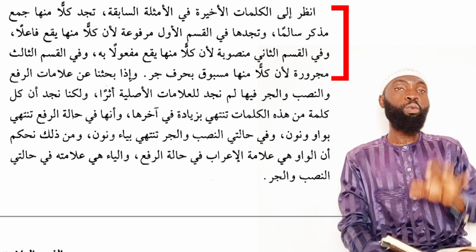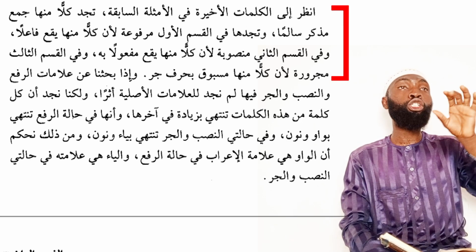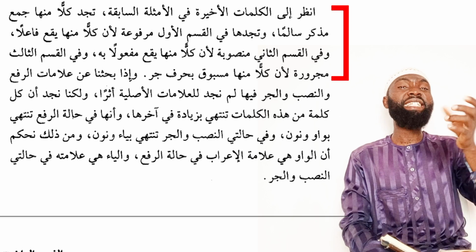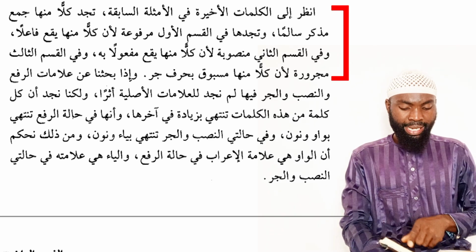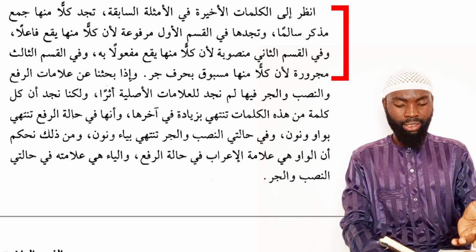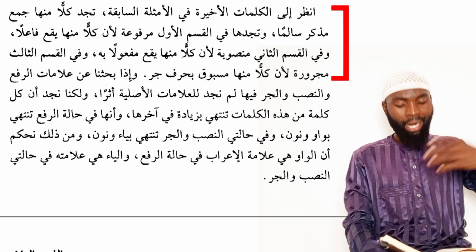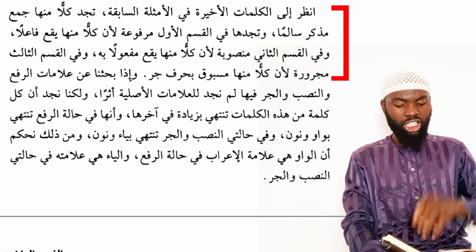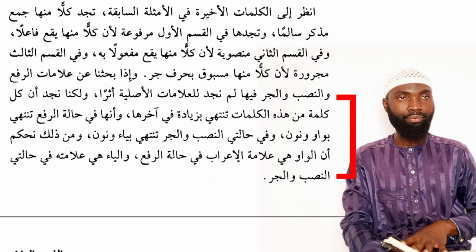وَفِي الْقِسْمِ الثَّالِثِ مَجْرُورَةً. You will find the same words in the last column, which is the third column, coming as majrur. That is in the genitive case, because they all appear after a preposition. لأن كل منها مسبوق بحرف جر, because all of them appear after a حرف جر. وإذا بحثنا عن علامة الرفع والنصب والجر فيها لم نجد للعلامات الأصلية أثرا.